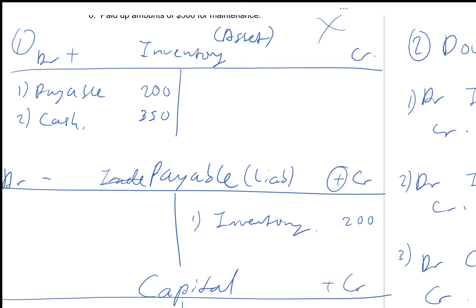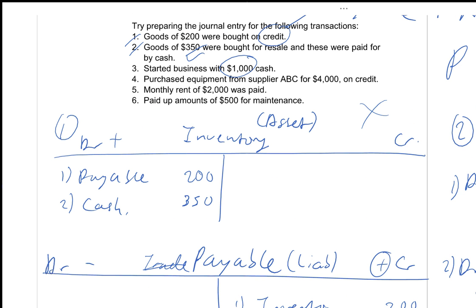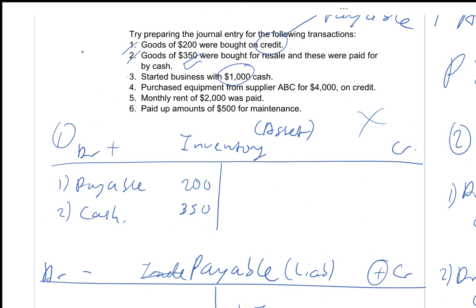Let's come to item 4. Item 4 says that you purchase equipment from supplier ABC, 4,000 on credit. So this one obviously means that there is equipment. Now in your exam, you have to watch out whether this is for use or is it for resale. If it's for use, then it's an asset. Okay, it's a non-current asset.